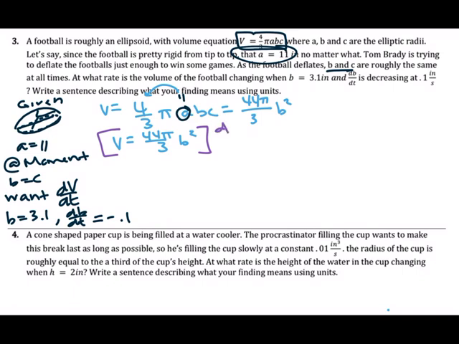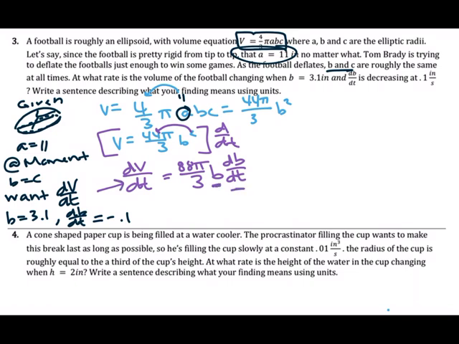So the volume is 44 pi over 3 times B squared. Now I can take the derivative with respect to time. That's going to give me dV/dt equals, if I drop the 2 down, 2 times 44 is 88 pi over 3 times B times dB/dt. Now, this is what I'm trying to solve for. Do I have everything else I need?